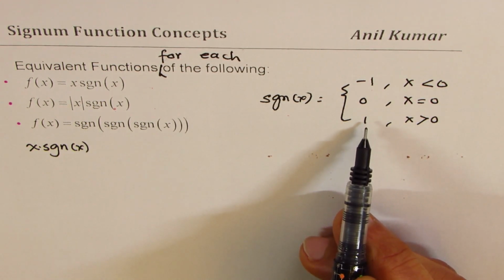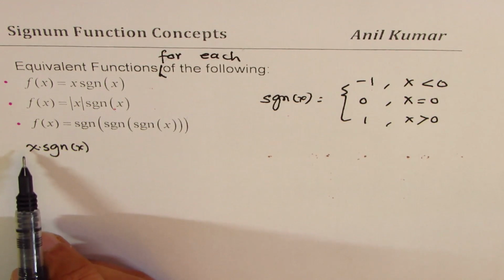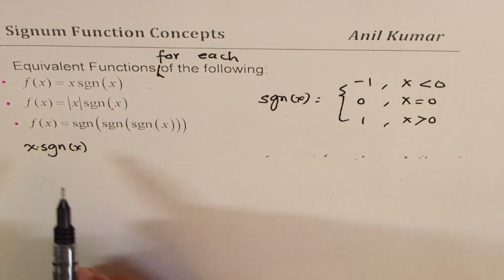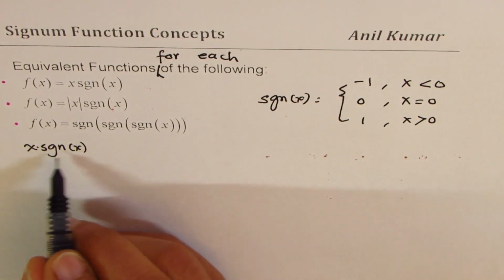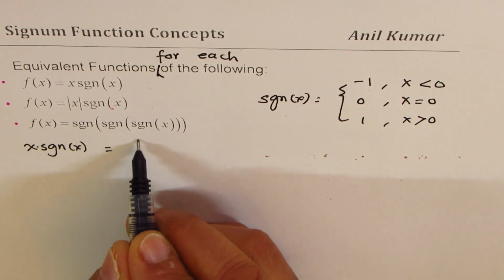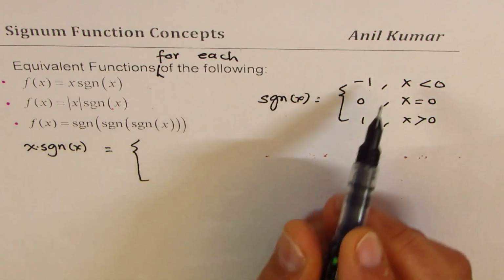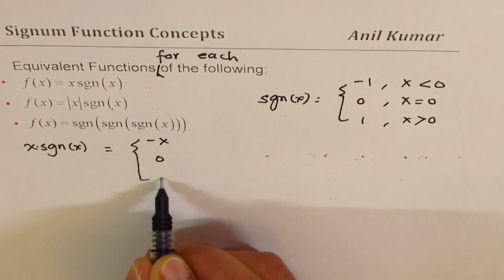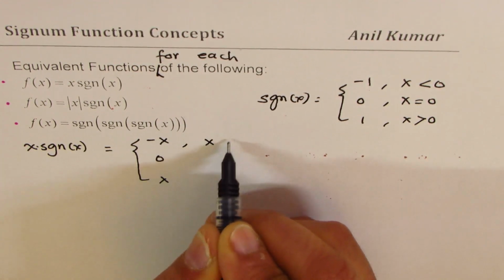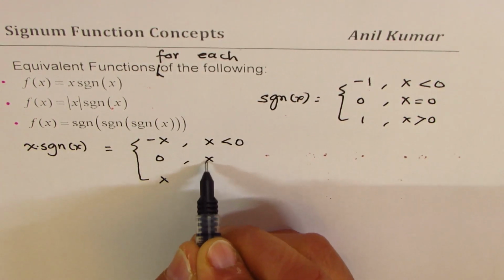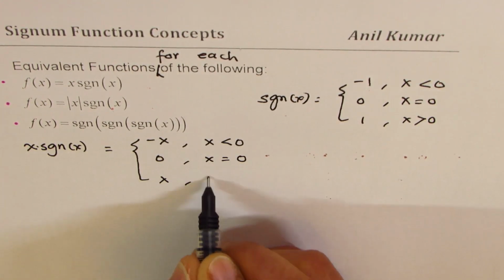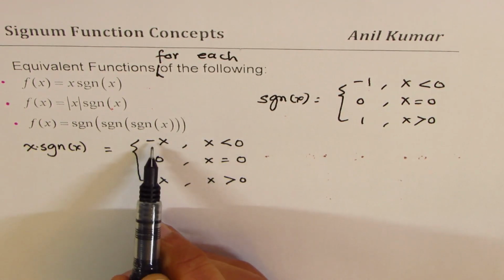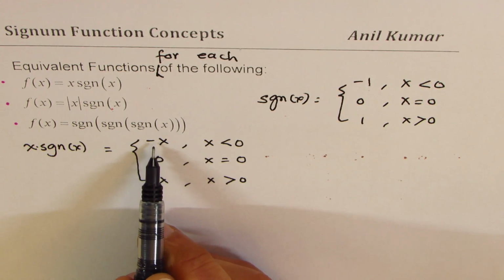That's the whole idea. So if you multiply by x, what really happens? That is what we are going to see, right? So if I multiply by x, then the function becomes minus x, 0 and x for x less than 0, for x equals 0, and for x greater than 0, right? If x is less than 0, this becomes positive 1, right?